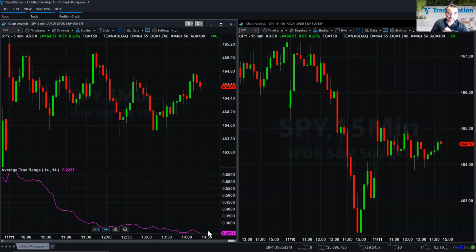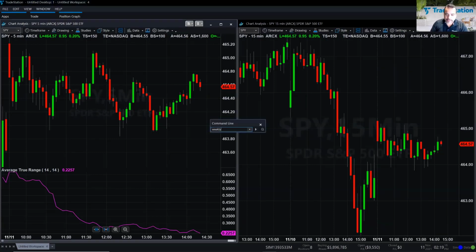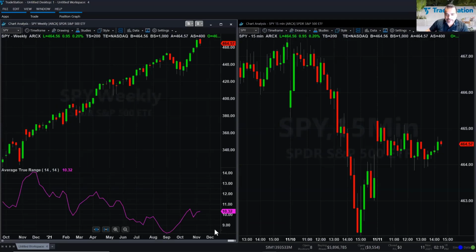last 14 bars. If I were to change this to a weekly, now take a look at the difference. Now take a look at the ATR, that's 10.32, that's $10.32. That's how much Spider moves on a weekly interval. So when we look at the box size on a point and figure, we have to think about what is the time frame that we want to look at.